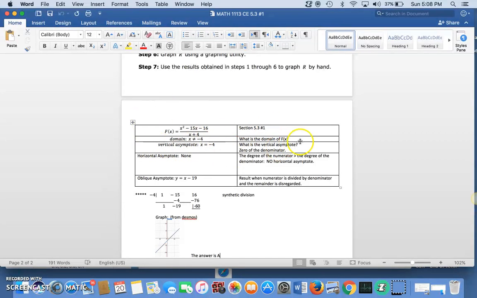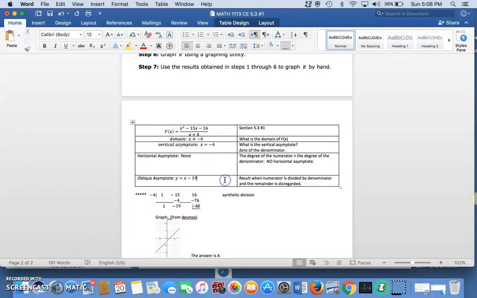The first thing they were really asking you about was the domain, and then your asymptotes. Your domain, the only thing you have to leave out is -4. That's what makes the denominator 0. So you also have a vertical asymptote at x equals -4. Horizontal asymptote, the highest power on the top is 2, 1 on the bottom, so there is no horizontal.